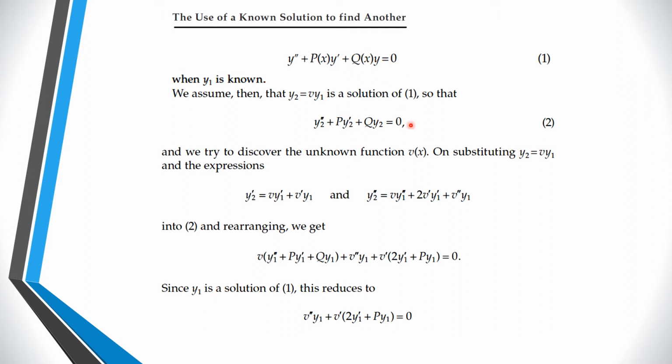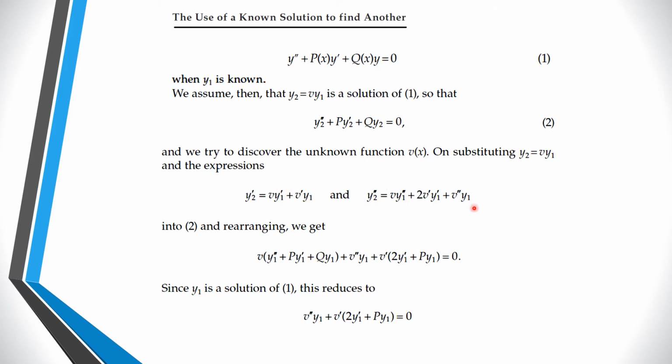Now you substitute the values of y2 double prime, y2 prime and y2 in terms of y1 and v. So for this we have to find its first derivative and second derivative. So find out y2 prime, it will be what? First function as it is into the derivative of second, plus second as it is into the derivative of first. So this will be this one. Again taking the second derivative of this, we will have this.